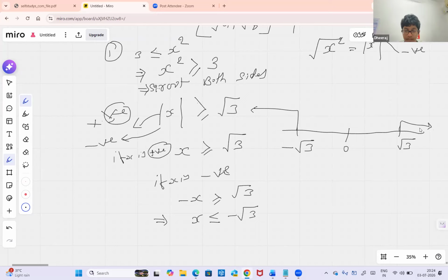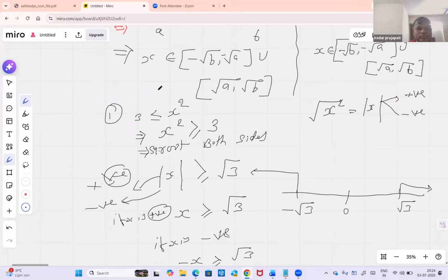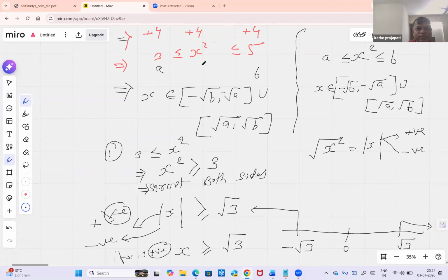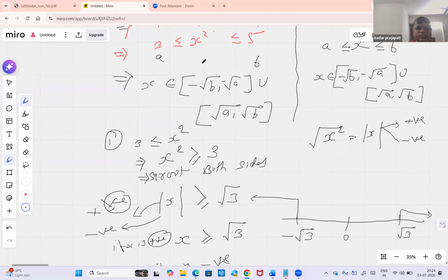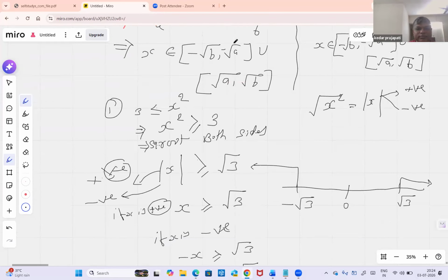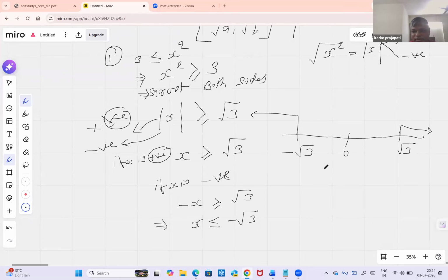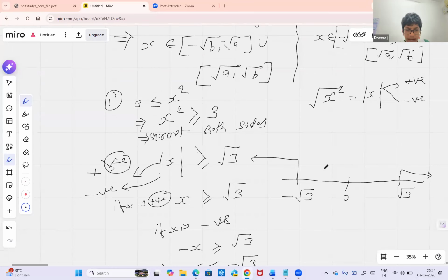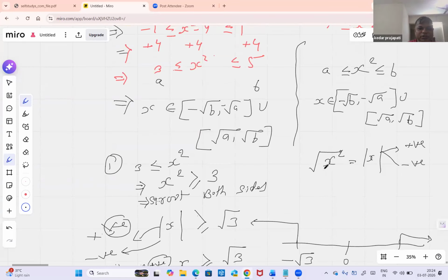Clear? Yes. Now this value is not coming according to this rule. But I also need to solve this, right? x square is less than or equal to 5. Until here, is it clear or not? Yes, sir, it's clear. If you are not clear, please tell me, I'll stop. So simply you have to write this formula. I'm just deriving it for you.